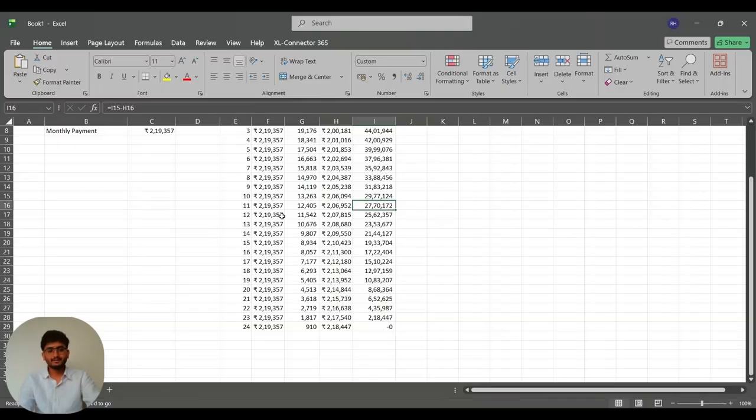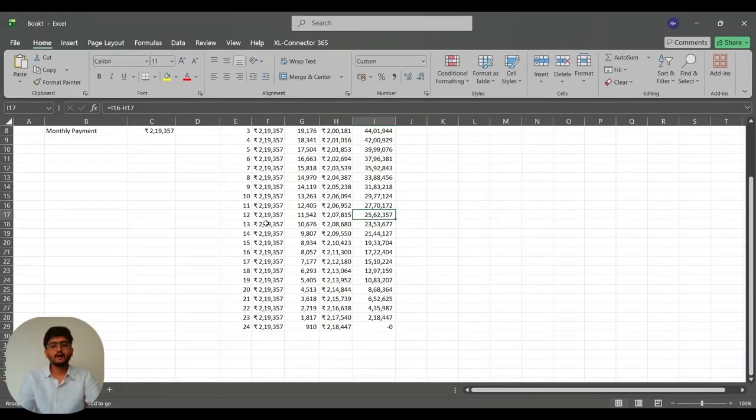So for the 12th also we are going to do the same; we have to do 24 months. Now we are in the 12th month, the EMI installment, and the interest rate, and we are deducting. Then we'll get the actual principal amount. Then last month's debt was how much? 27,70,172, as you know, and the remaining debt we have is 25,62,357 rupees. Okay, now we will get all the things.